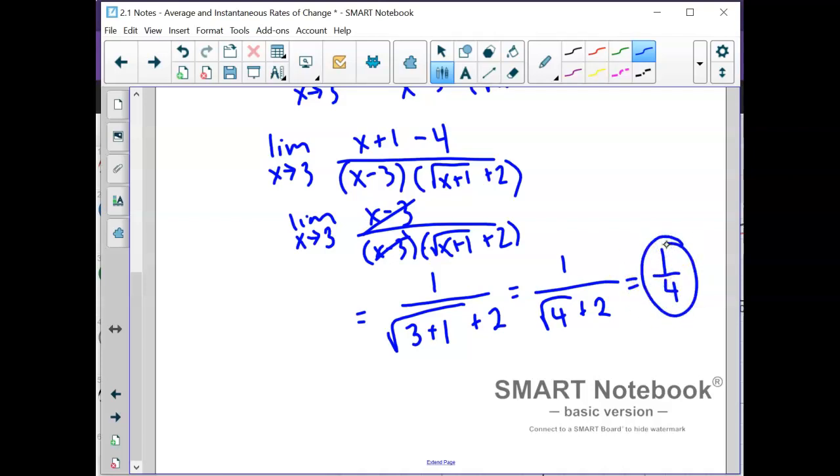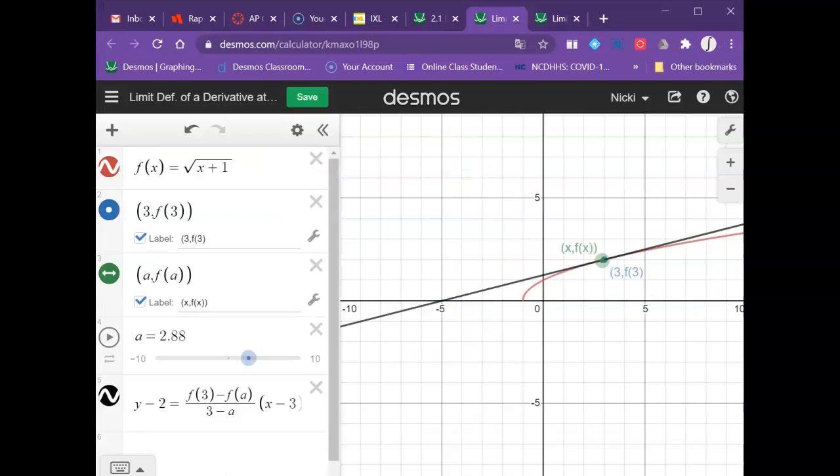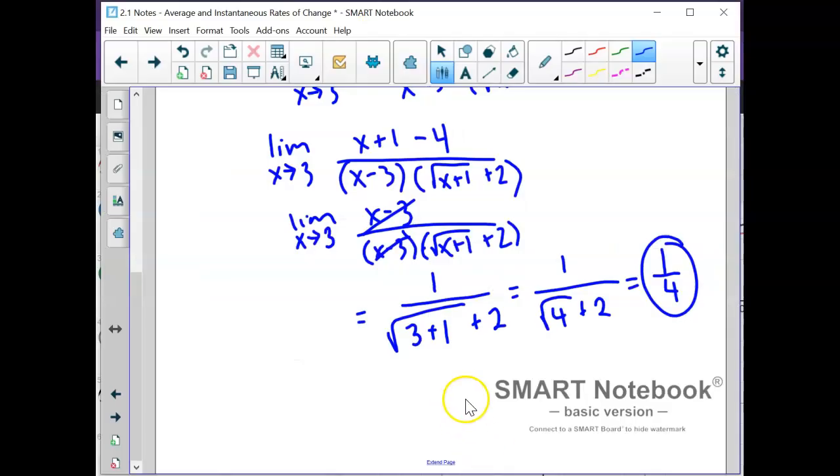If I go back to that graph really quickly, we can see here, I can't get exactly at that point, but if I get really close to the point, you can see it looks like that's about right, because our slope is about 1 over 4, up 1 over 4 here. So that is our instantaneous rate of change at that point.